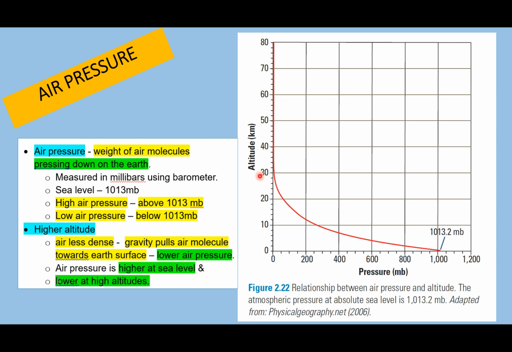Let's look at this graph. At 30-kilometer altitude, your air pressure is 0. As your altitude drops to 20, your air pressure increases to 15 millibar, or rather 75 millibar.